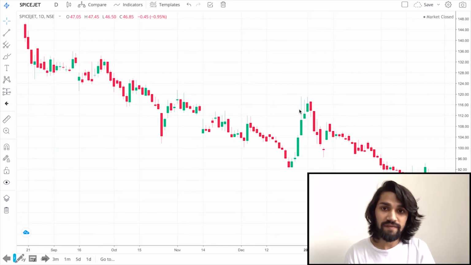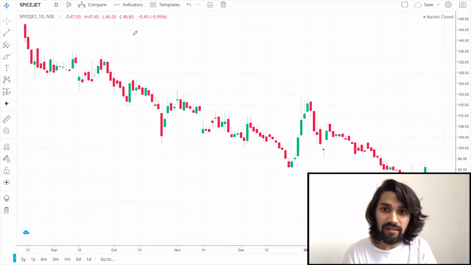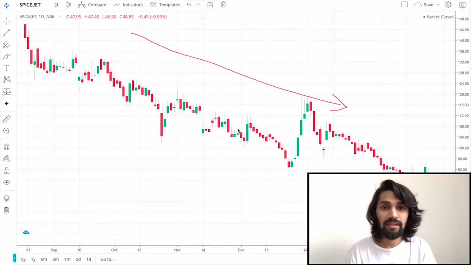This is a chart of SpiceJet. You can see a clear downtrend here. If you see, the price started around 148 and now it's not even in the 70s.